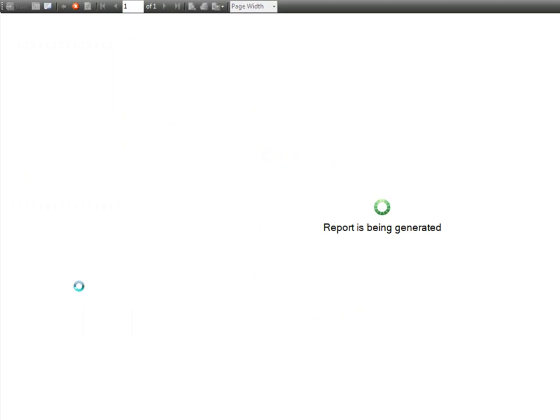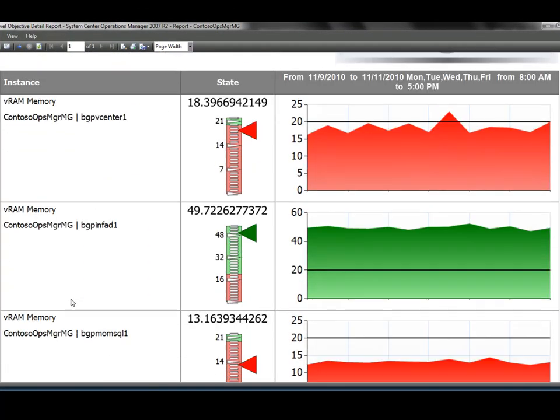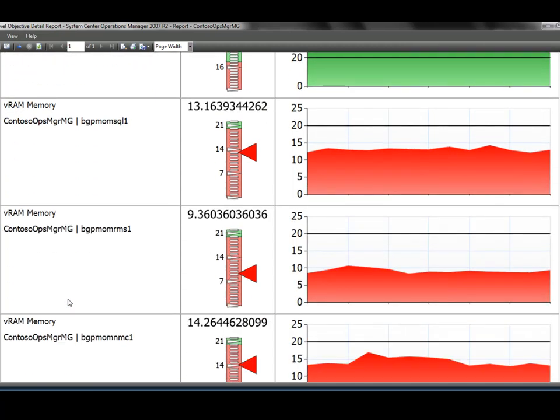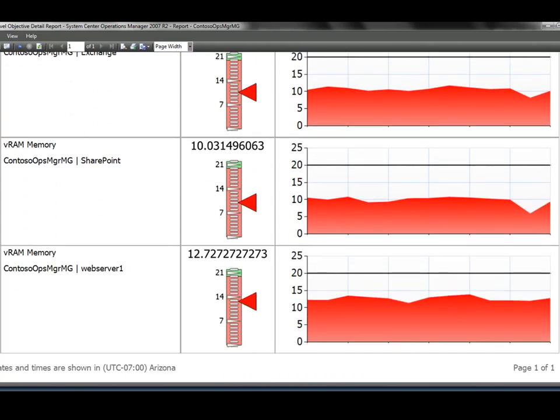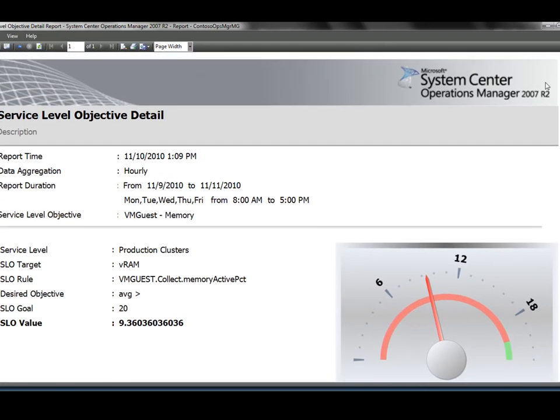Let's drill down into the VM guest memory capacity objective. Here, we can see that the majority of all VM guests within the production cluster do not meet our intended objective goal. Remember, the goal that we set for VM guests was for them to utilize 20% or more committed memory. For the purpose of this demonstration, all of the VM guests that did not meet the objective goal will need to be configured with less committed memory.